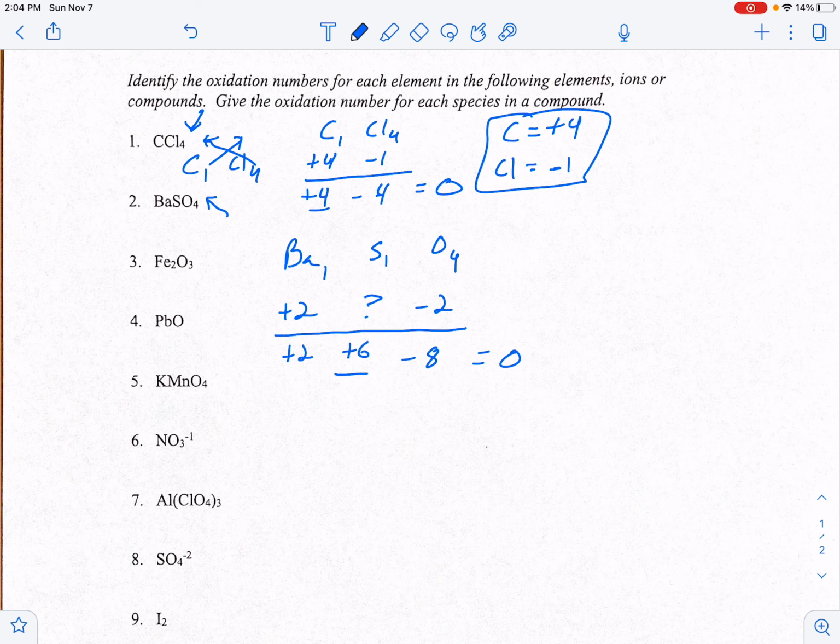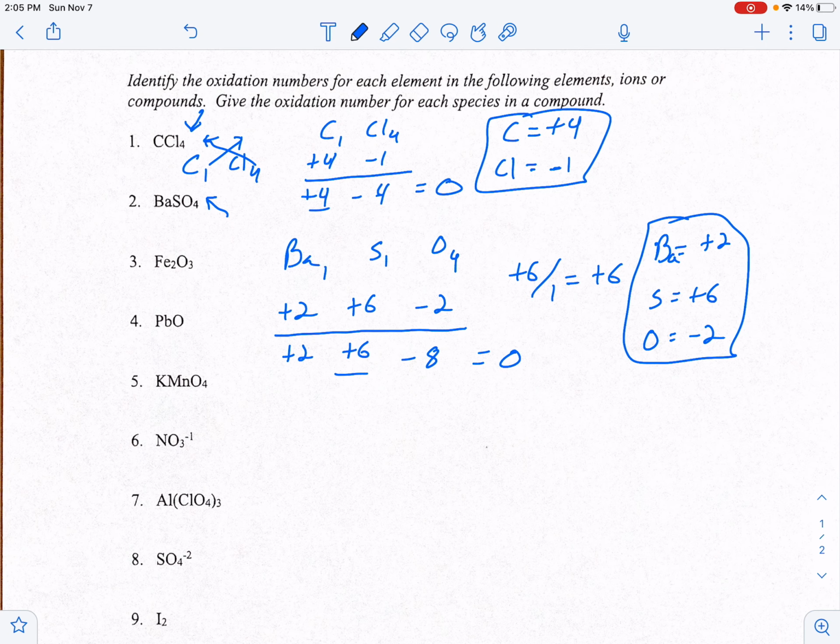Now what you would do is take that +6, your total for sulfur, and divide it by however many sulfurs you have, which is only 1. That means the charge of that sulfur would be +6. So I can erase this part, and I can put a +6 right here. My answer for this would be Ba equals +2, and then sulfur equals +6, and then oxygen equals -2. So that would be my answer right there.